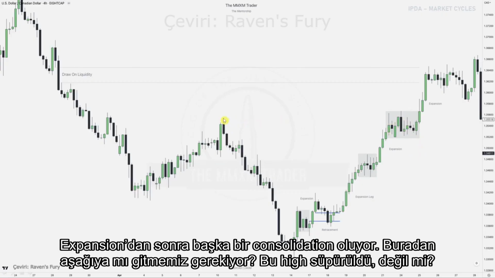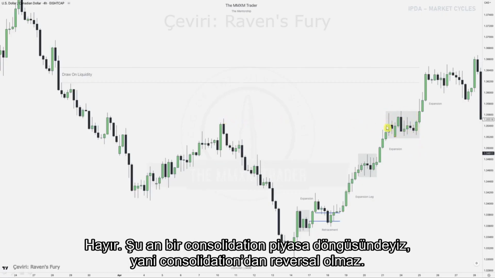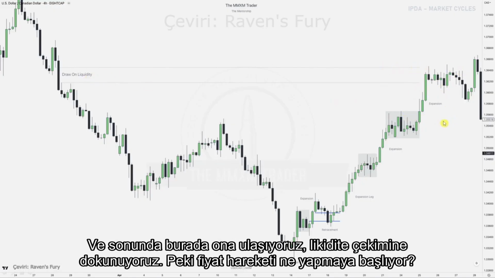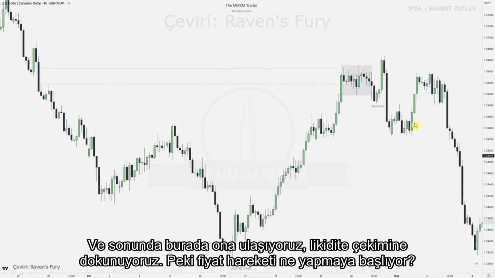We did raid this high, right? But no, we are in a consolidation market cycle, right? So we don't reverse from a consolidation. So we keep on pushing up and expanding higher until we reach that drawn liquidity, right? And eventually we hit it over here. We hit that drawn liquidity, right?